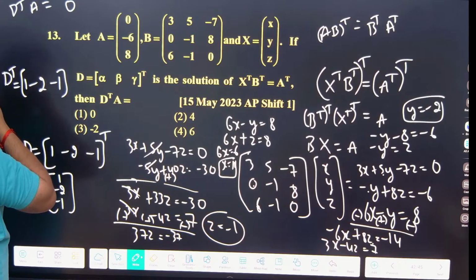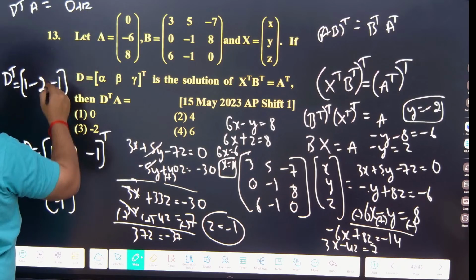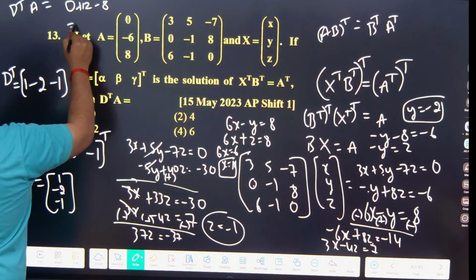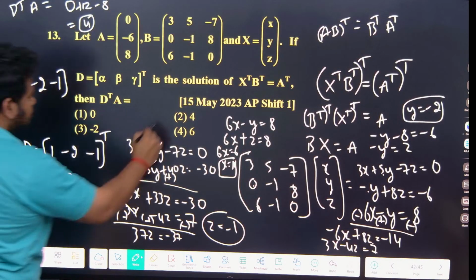12. Where do we have to write here? Here, plus 12, correct? Minus 8. So 12 minus 8 is what? 4. The answer will be 4, option 2.